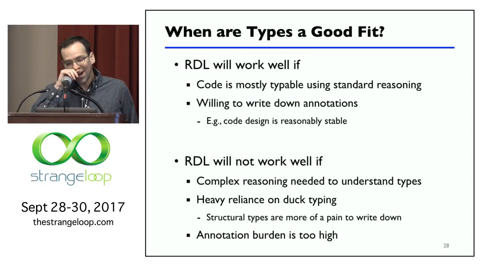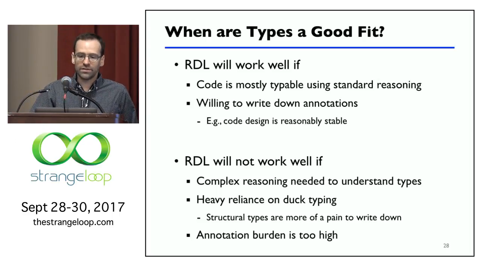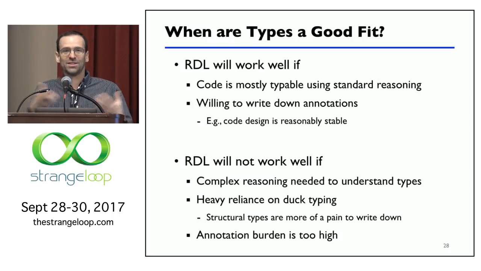All right, so in general, I think it's really interesting to think about when types are a good fit for your program, right? So when is this kind of system going to work? It's going to work well, and this is going to sound a bit like a tautology, when the code is mostly typable using the system, meaning if it's typable using standard reasoning, right? So the examples that I showed you, they type check pretty well.